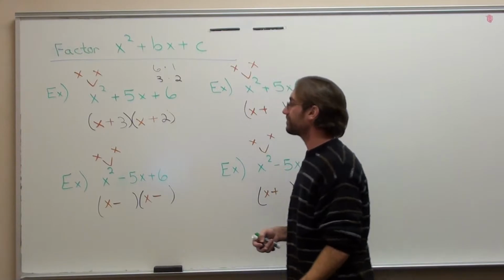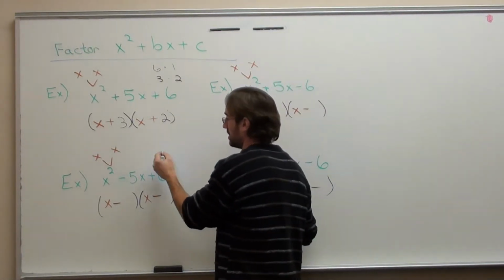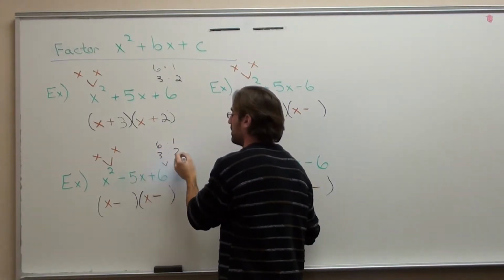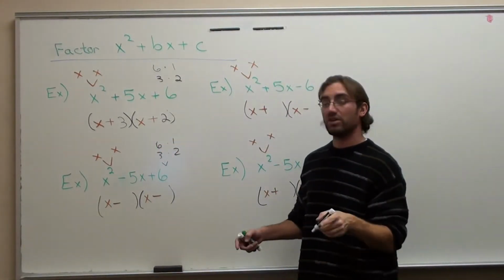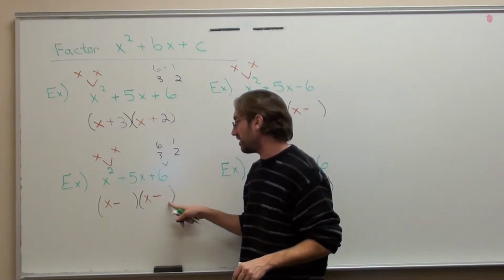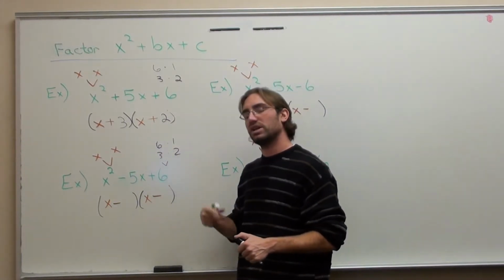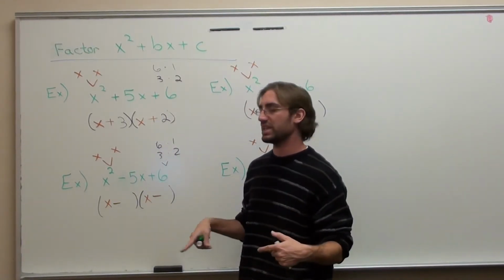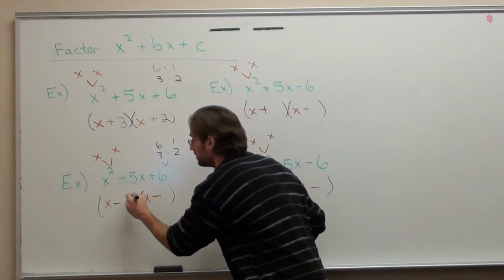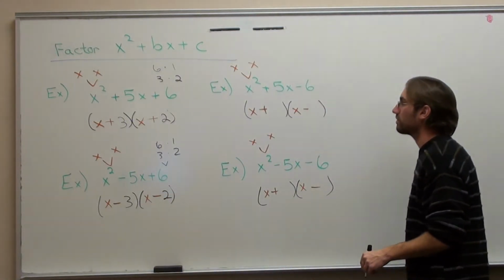And there you go. Same thing here. What times what equals 6? It's 6 and 1 or 3 and 2. Now here's the caveat to that. This is a negative number plus another negative number that equals negative 5. So is negative 6 plus negative 1 going to equal negative 5? The answer is no, that's negative 7. What's negative 3 plus negative 2? Negative 5. Next one.